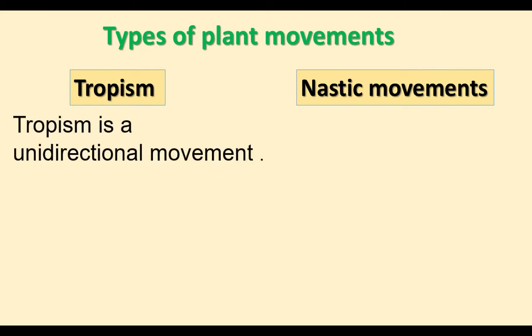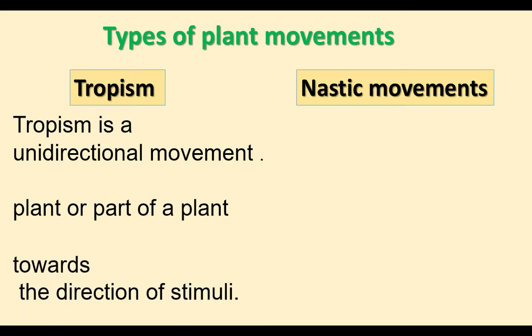Tropism is the unidirectional movement of plant or plant parts towards a single direction. Plant or plant parts move towards the direction of stimuli. For example, sunlight is a stimulus. The stem grows towards sunlight. Water is a stimulus. The root grows towards water. These are the examples for tropic movement or tropism.